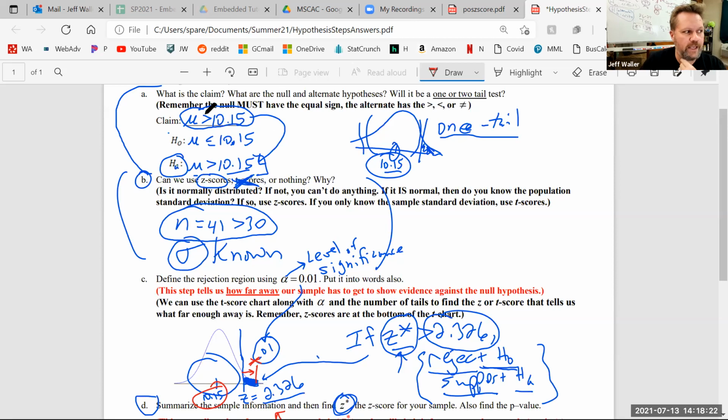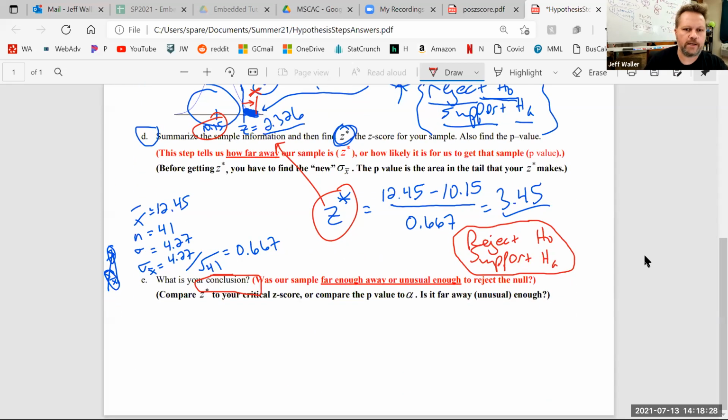The Ha was the claim, right? You see that? That's where we put it. So the Ha was the claim. So how am I going to word my conclusion? I'm going to word it using this language because that's what we did with the Ha, isn't it? We supported the Ha because we rejected the Ho.